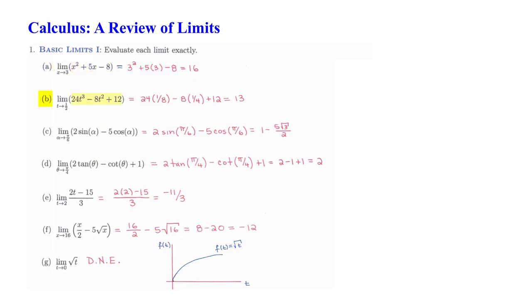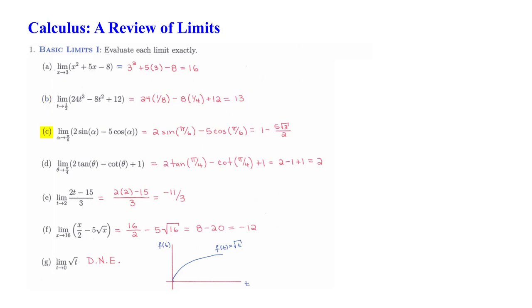For part B, we evaluate the polynomial 24t cubed minus 8t squared plus 12 at the value of 1/2. Another way to say that is we just plug in the value of 1/2. We plug into that polynomial, and we have the work presented, and the result is 13.